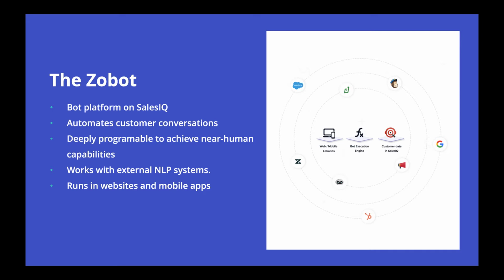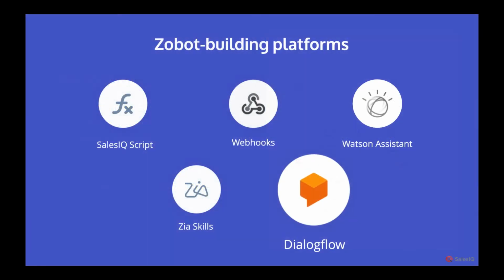So with this, Sales IQ users can build extremely compelling bots to automate customer interactions. We can program these bots to respond, to act, and to qualify customers. So Zobots maintain a conversation with users in natural language. They understand the intent of what the user is trying to say, and they also send a response based on business rules and data of the organization. And these Zobots can be run on both websites and mobile applications, so you have absolutely nothing to worry about. So Zoho Sales IQ offers 5 different platforms for you to create your chatbots on, and in this webinar we'll be focusing on how to build a Zobot using the Dialogflow platform.